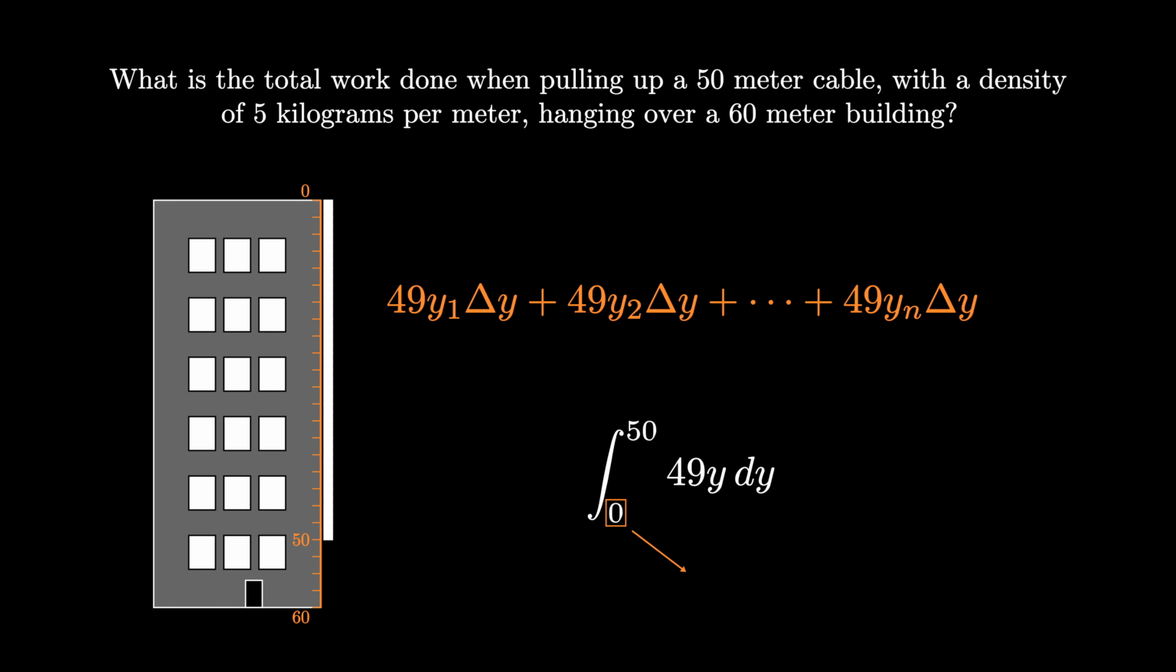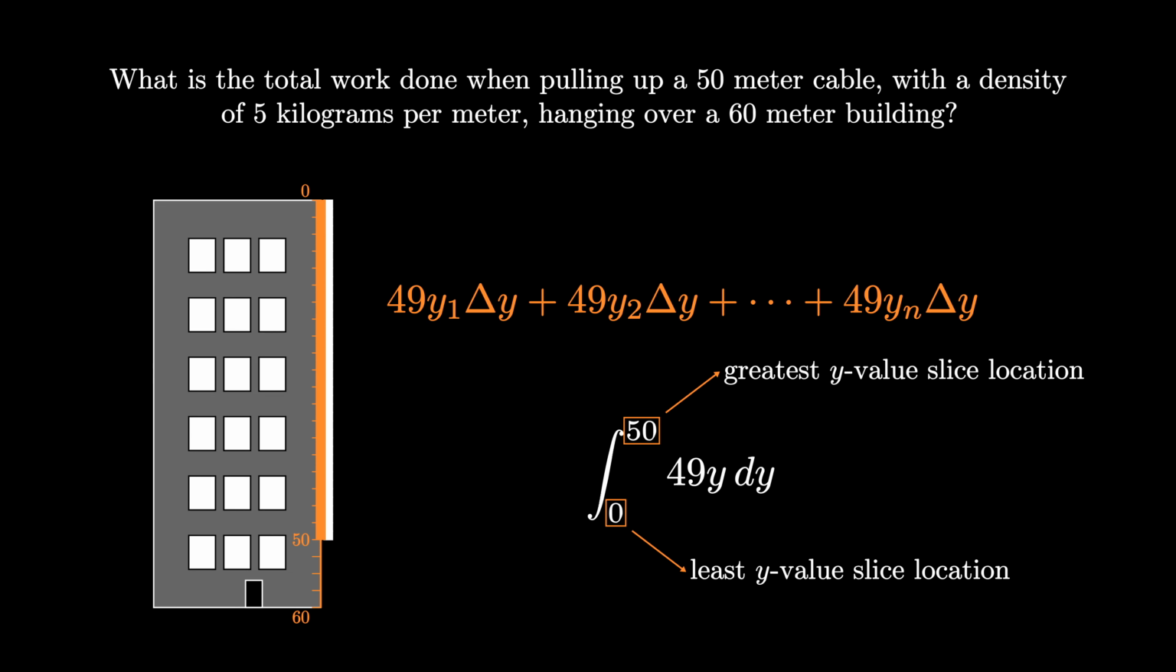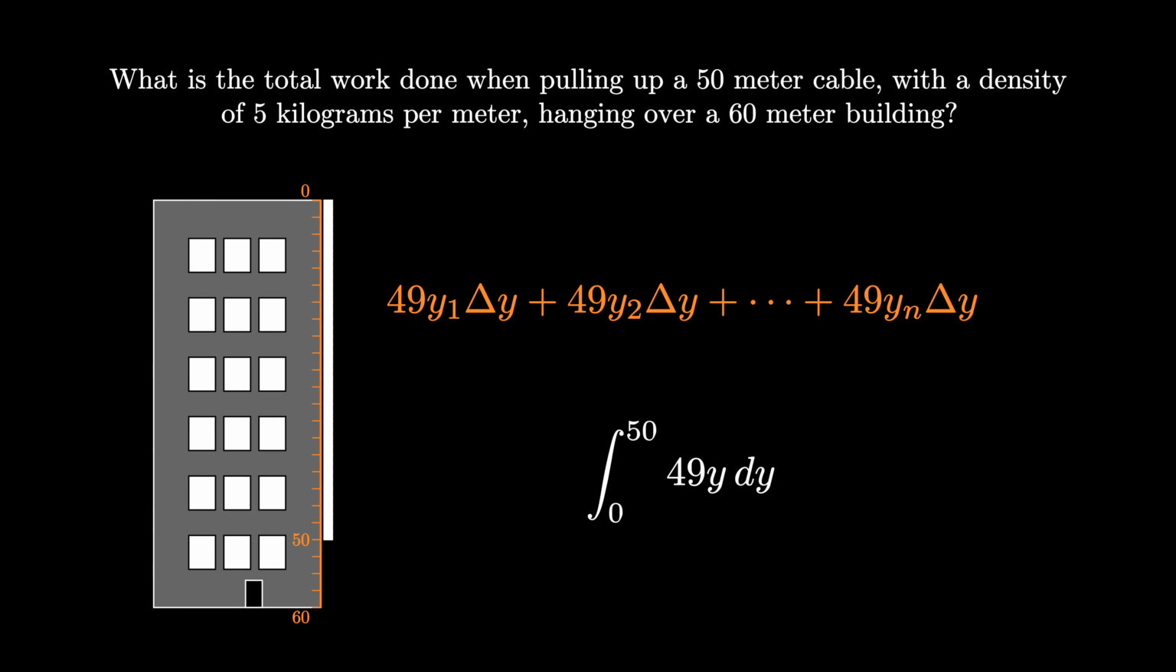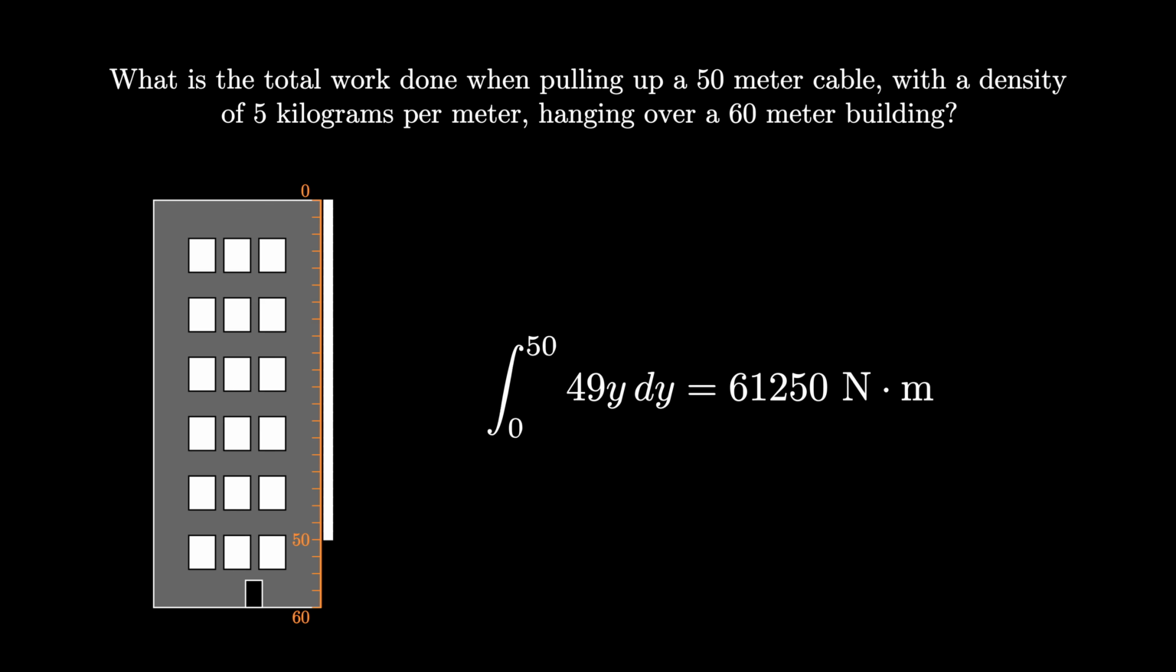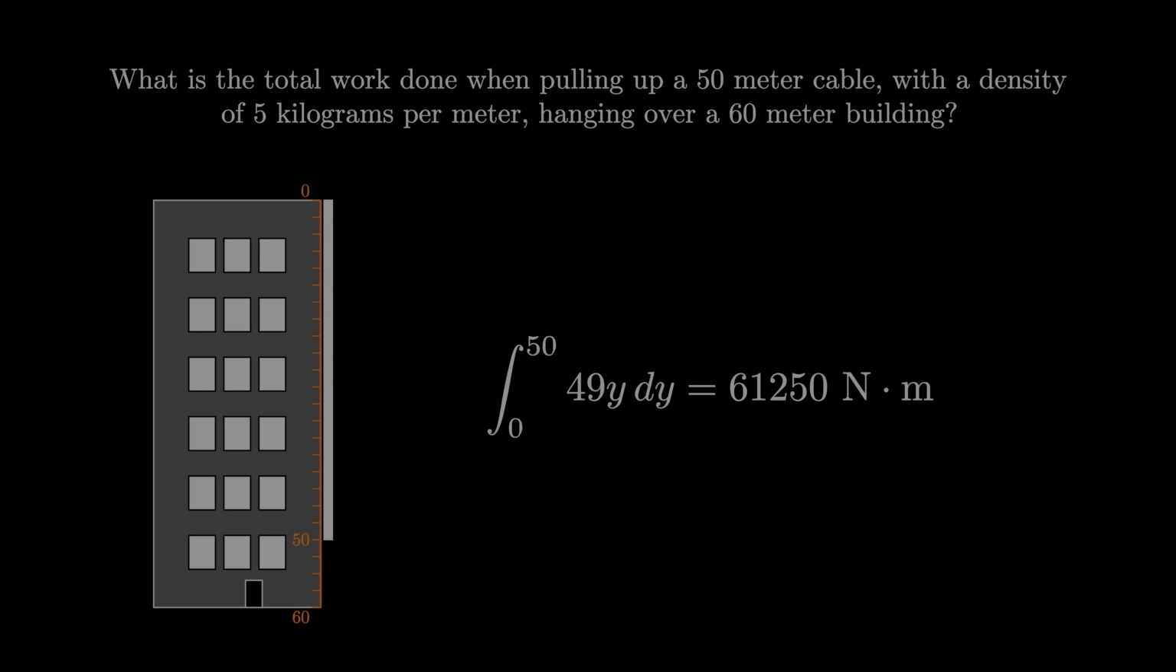Here we use 0 as the lower bound because it is the y value of the least y-coordinate where there is a slice, and we use 50 as the upper integral bound because it is the y value of the greatest y-coordinate where there is a slice at the bottom of the cable. We compute this integral, resulting in 61,250 Newton meters. This is the total work required to move the cable to the top of the building.